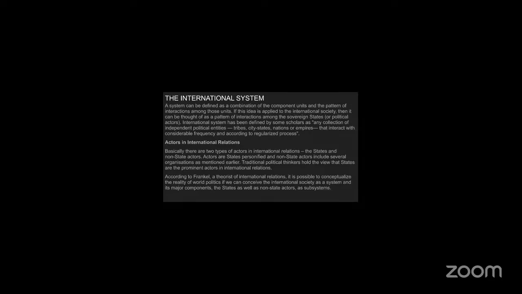And what are these? What are they doing? They are now challenging the role of the state. Now, what are those called? The non-state actors in international relations.